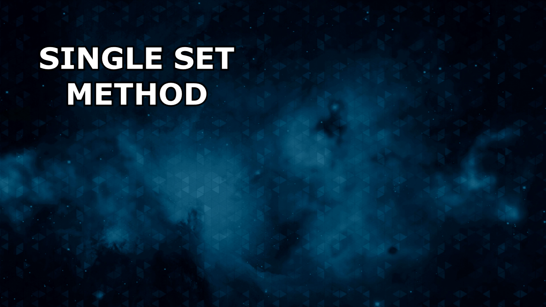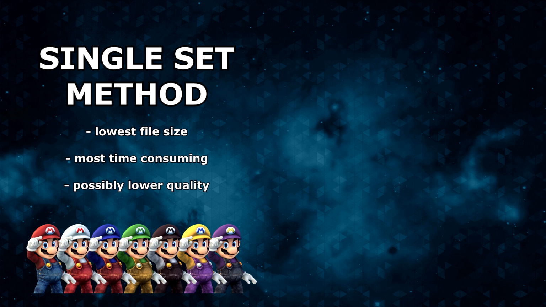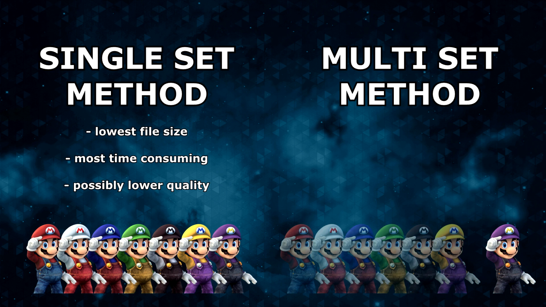Character selection portraits and stock icons can be added by using one of 2 methods, each with its own benefits and drawbacks. The first method, called the single set method, is to re-import all the textures of that set as one color smash group. This results in the lowest file size, but is the most time-consuming and may result in lower quality textures. The second method, the multi-set method, is done by importing the new textures as their own color smash group while leaving the original ones alone.